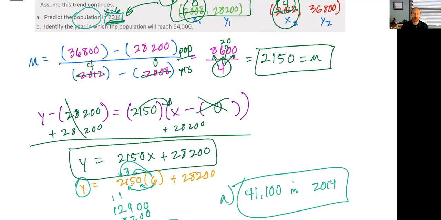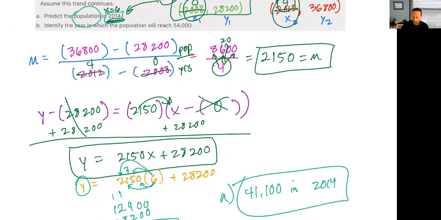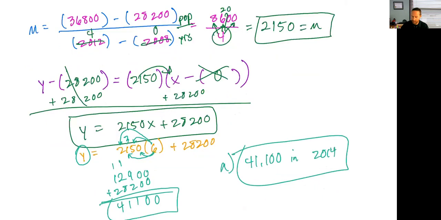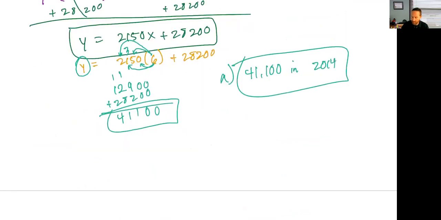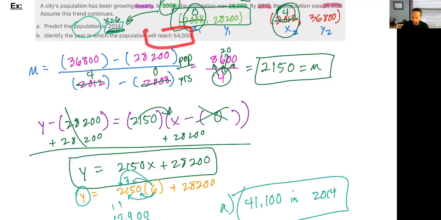It was 6 years after our starting time, 2008. Okay. Lastly, part B, they want us to find the year now. Those were our X's, we called them. Where the population, which were the Y's, we called it, would reach 54,000. We definitely know it's after 2014. So this time, 54,000 is what we're going to be plugging in for Y, because they want the population to be that.